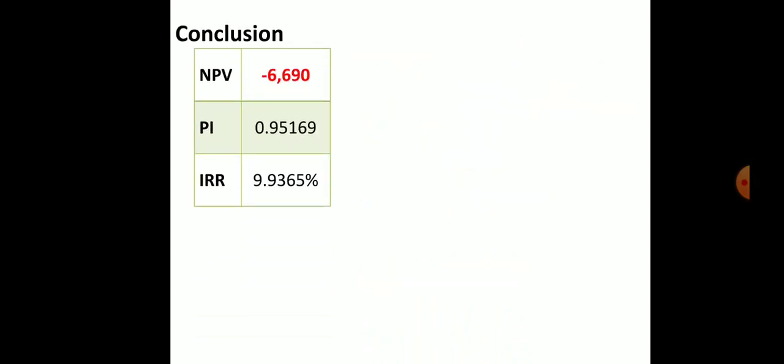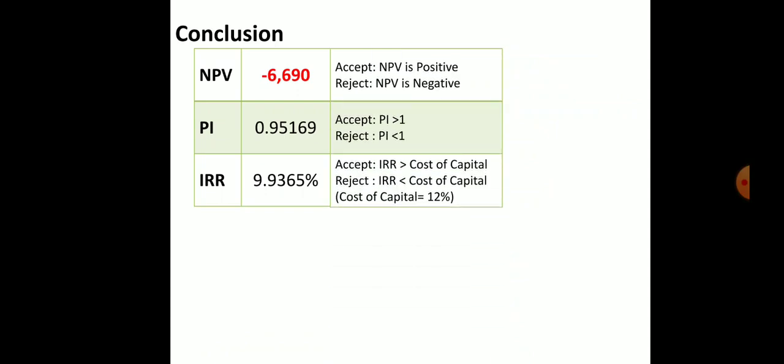So what are the steps we have calculated? NPV, profitability index and IRR. What is the criteria for selecting or rejecting the project? If NPV is positive, we have to accept. If NPV is negative, we have to reject. According to the NPV method, this proposal is not proper, so we can reject this project. The profitability index is 0.9516. If the profitability index is more than 1 we accept, but what we have calculated is 0.95, so it is less than 1. So we have to reject this project.